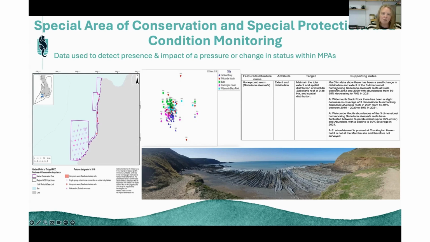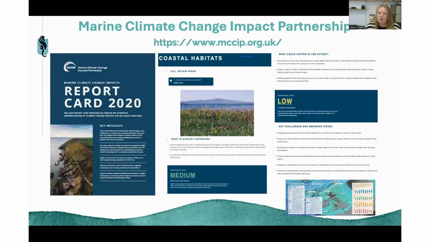So we can really use these data in an applied way to think about the conservation of these areas and how that management might be targeted in a slightly different way. And I'll just hand over to Nova to think about the rest of that management.